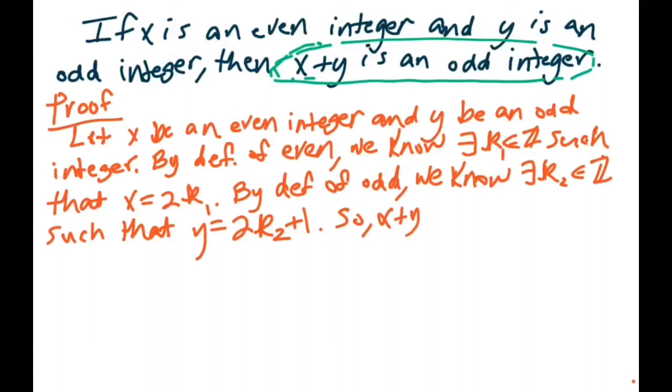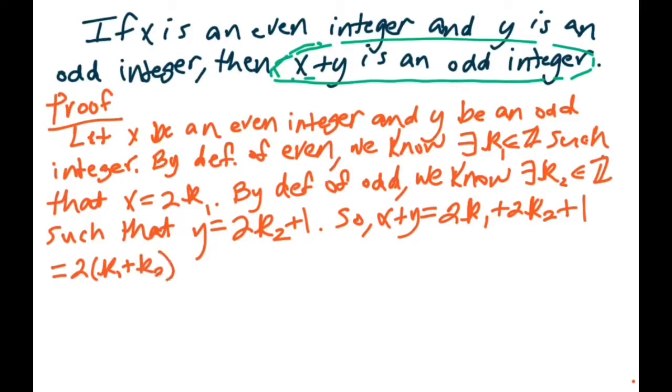X plus y is going to be equal to 2 times k sub 1 plus 2 times k sub 2 plus 1. All right, and all we've done really there is just to substitute for the x and the y values. All right, so let's write that as 2 times k sub 1 plus k sub 2, plus 1.